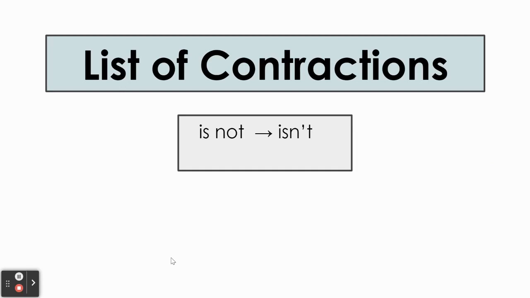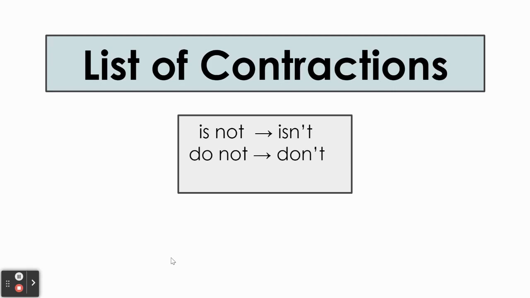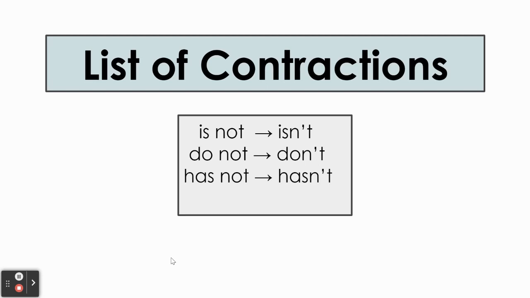Here is a list of common contractions and ones that we may use today. These are all contractions that are combining the word not. Remember that when we combine with the word not, the letter O is replaced with an apostrophe. So is not becomes isn't. Do not becomes don't. Has not becomes hasn't. And are not becomes aren't. So take a look, second graders, at that common list of contractions. Isn't, don't, hasn't, and aren't.